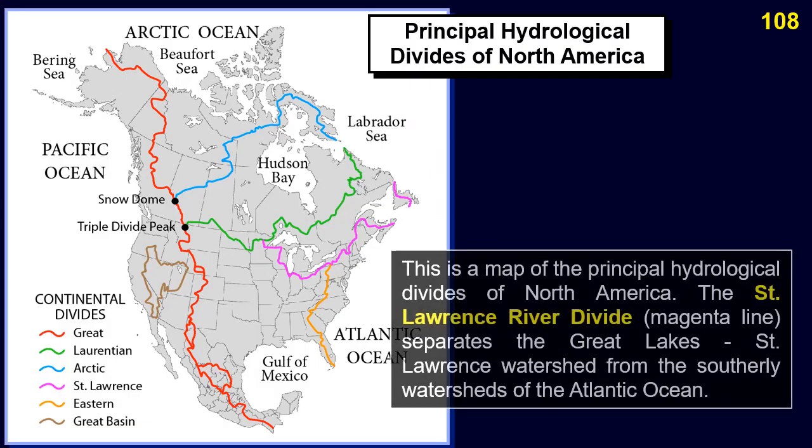This is a map of the principal hydrological divides of North America. The St. Lawrence River Divide, Magenta Line, separates the Great Lakes, St. Lawrence watershed from the southerly watersheds of the Atlantic Ocean.